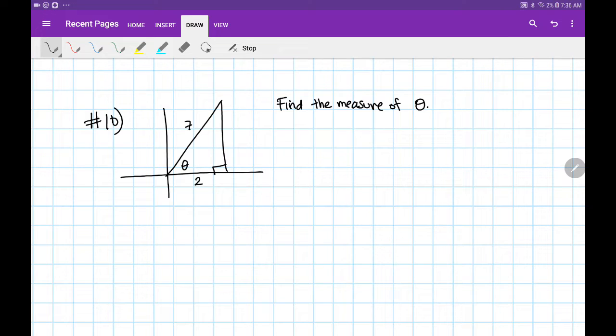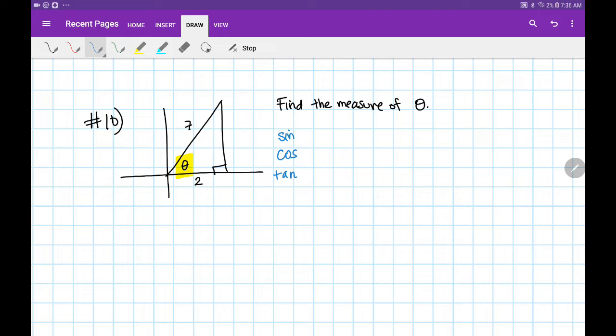Hello, so let's finish up our trig review. We're on number 10. It says find the measure of theta. So if this is theta, then the trig ratio that I'll use, I have options of sine, cosine, or tangent.